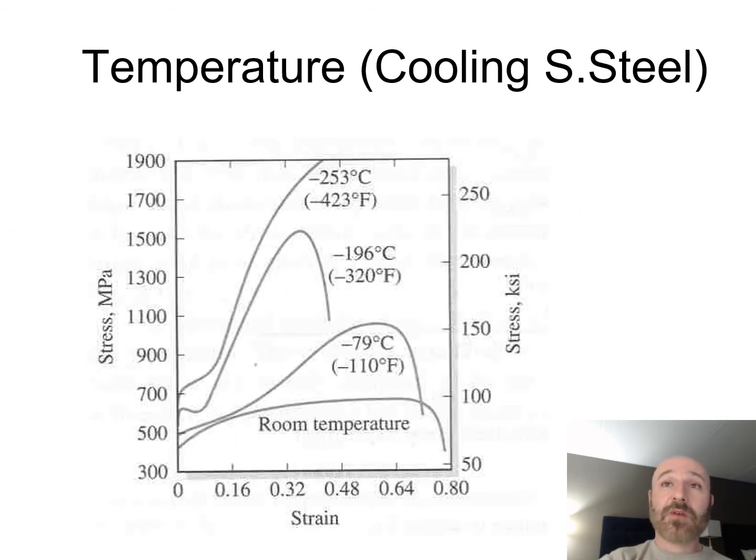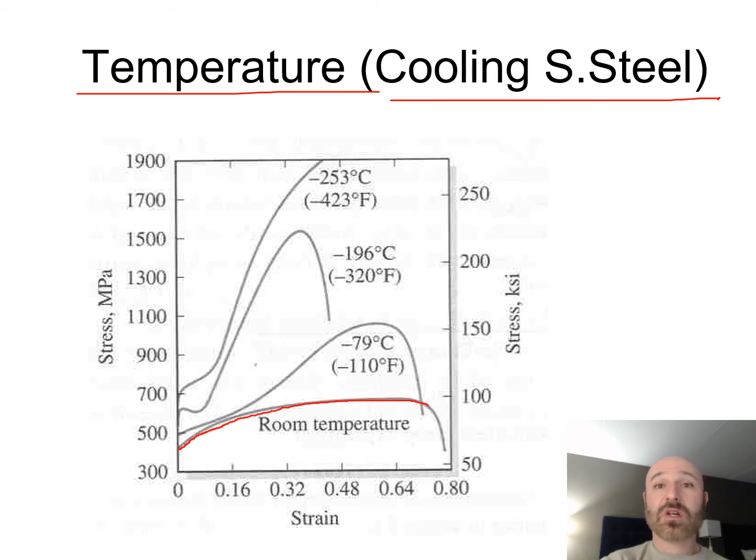So another factor that comes into play that we talked about here, not just composition, was also our temperature. How does temperature affect our material properties? Well, we can see here, if we just go at room temperature for steel, cooling steel right at room temperature, there's our stress strain curve. Pretty mellow, like that, what we expect to see.